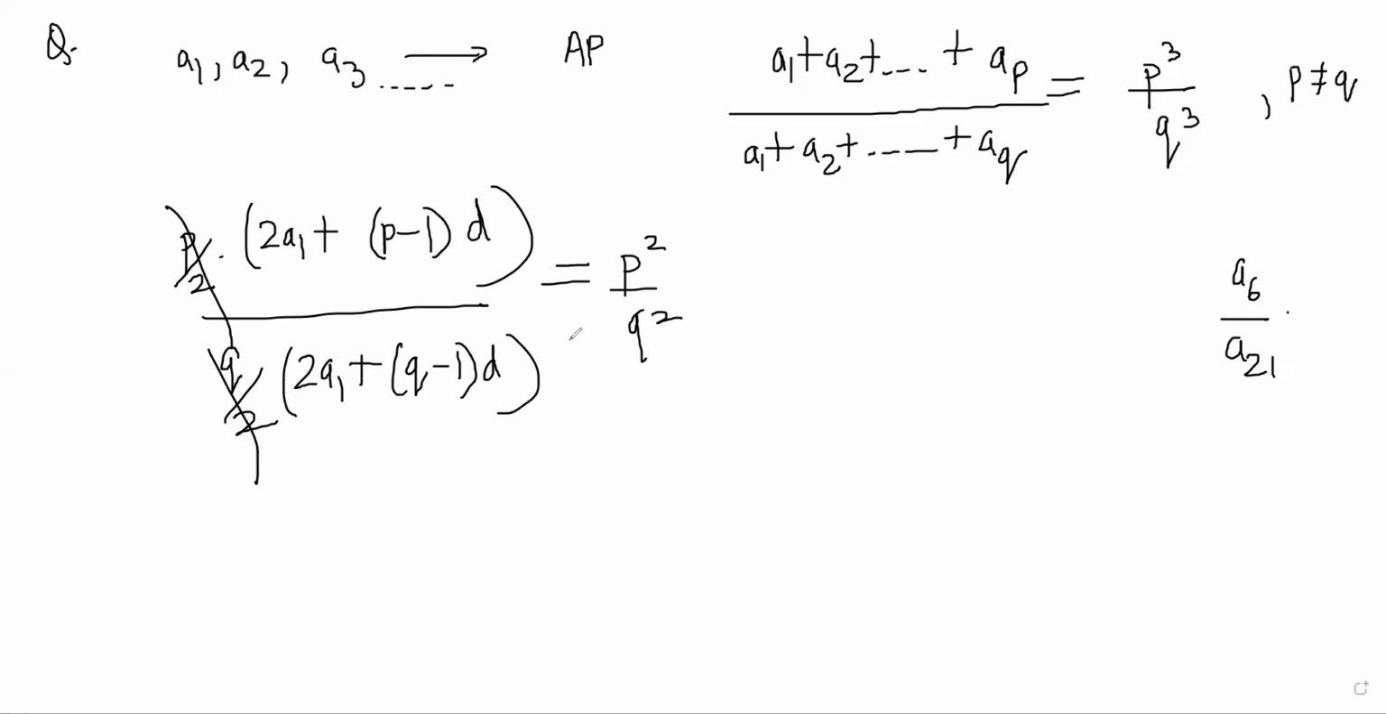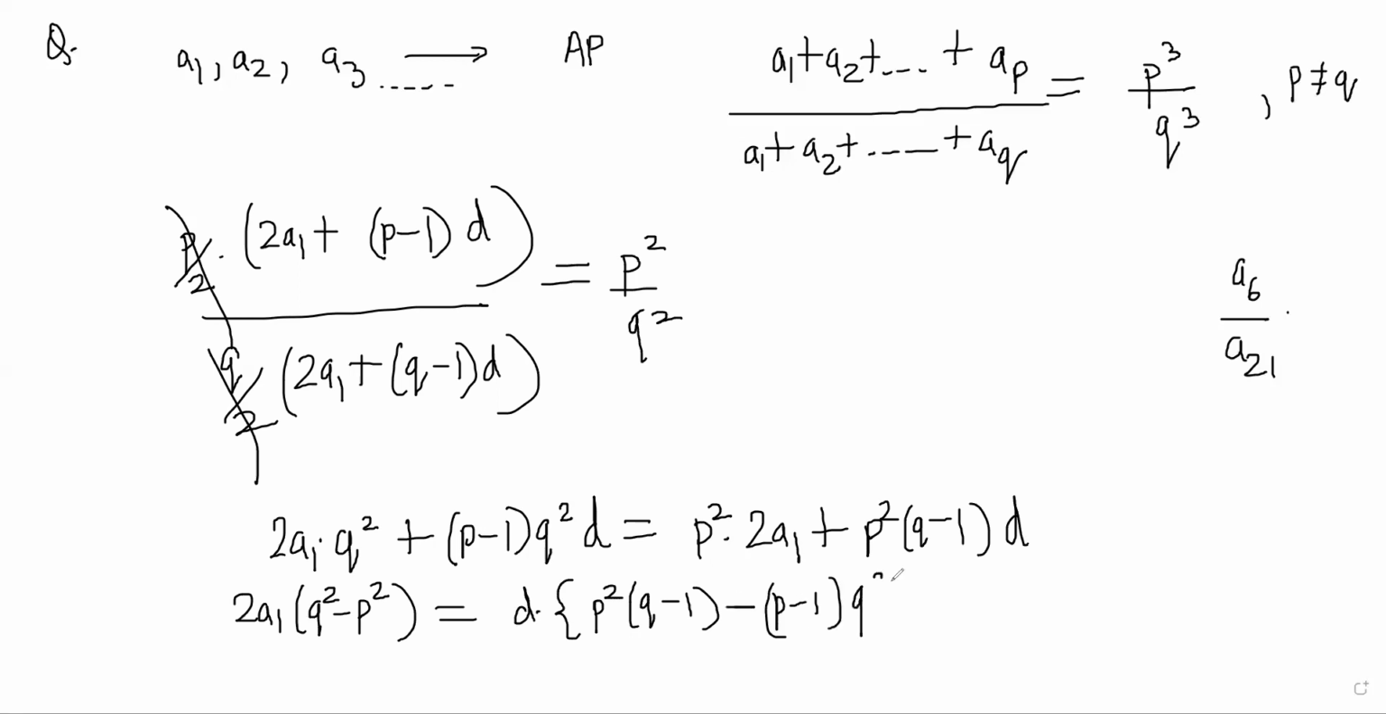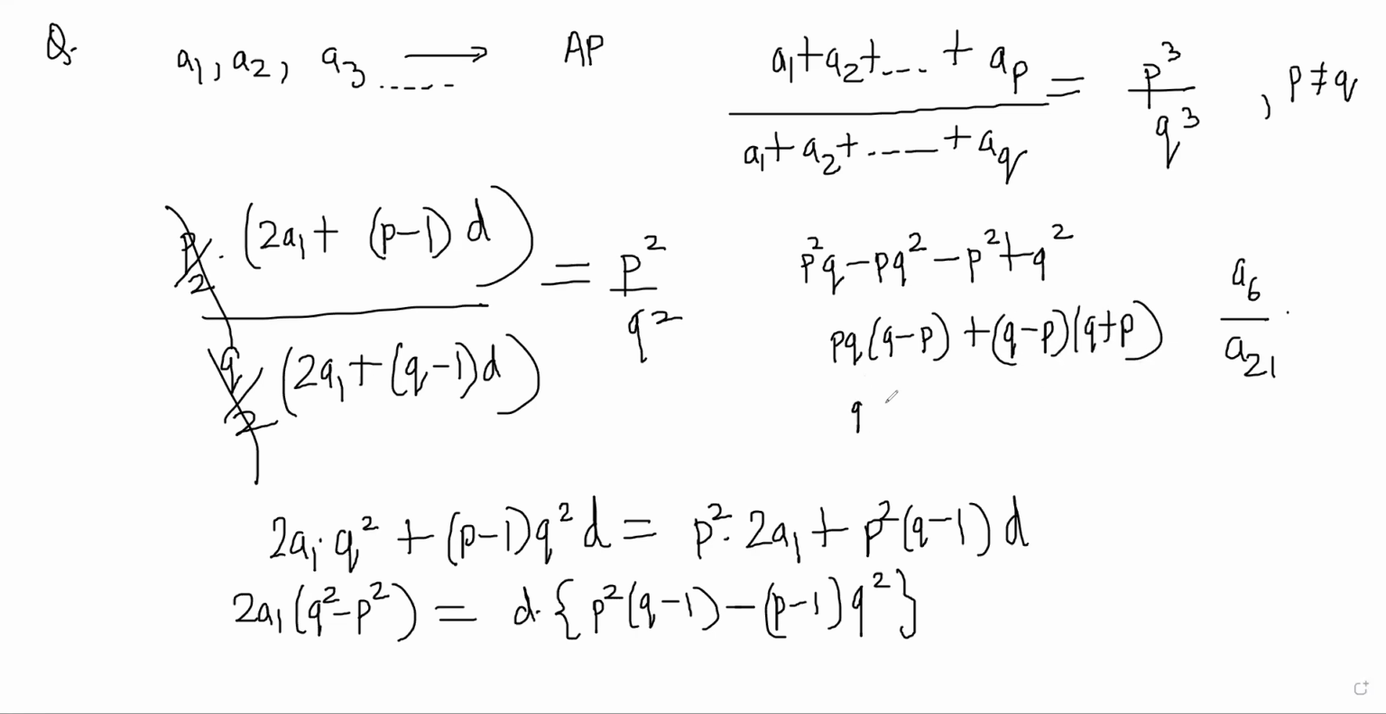Now you can simplify. Did you try simplifying this? Yes, sir, I tried cross multiply. So 2A1 into Q square minus P square is equal to, when you take it on one side, D into P square Q minus 1 minus P minus 1 Q square. This is becoming P square Q minus PQ square minus P square plus Q square. So this is clearly PQ common Q minus P plus Q minus P into Q plus P, and you are getting Q minus P common throughout. This PQ plus Q plus P multiplied by D is equal to 2A1 into Q square minus P square.